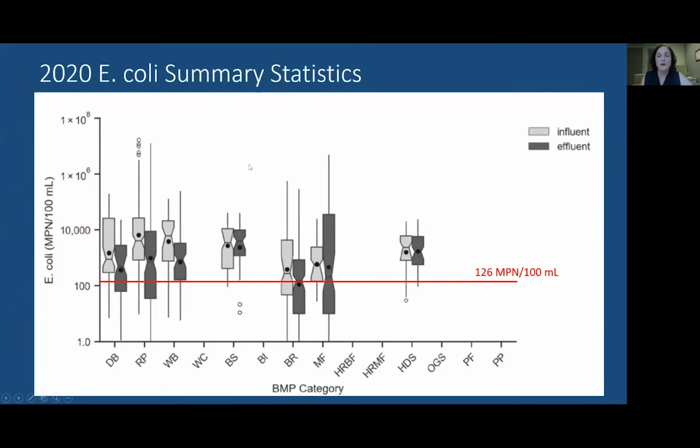So for each of the analyses that we run, we also provide box plots of the influent and effluent concentrations for each of the BMP categories. So these are abbreviations for BMP categories across the x-axis and E. coli concentrations on a log scale on the y-axis. And the box plots are useful because it gives you a sense of the variability of the data sets and how close you are to consistently trying to meet that standard. And so again, you see bioretention here is probably the winner for this data set.